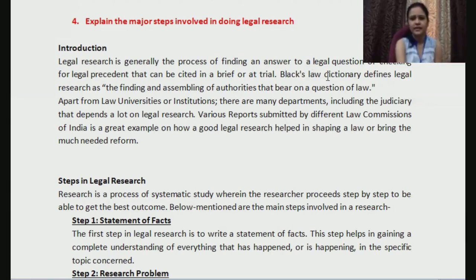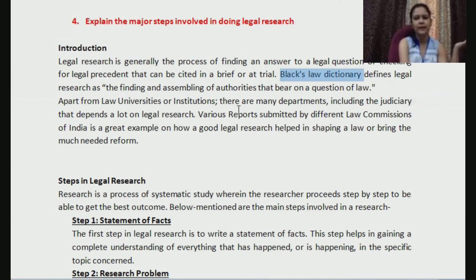Then there is the Black's Law Dictionary. It's basically a dictionary for law students. It defines legal terms, all right? So it defines legal research as the finding and assembling of authorities that bear on a question of law. Whatever question of law you have, you try to refer to different sources, collect information, and finally figure out one answer for your question. Right? So that is basically what legal research is.